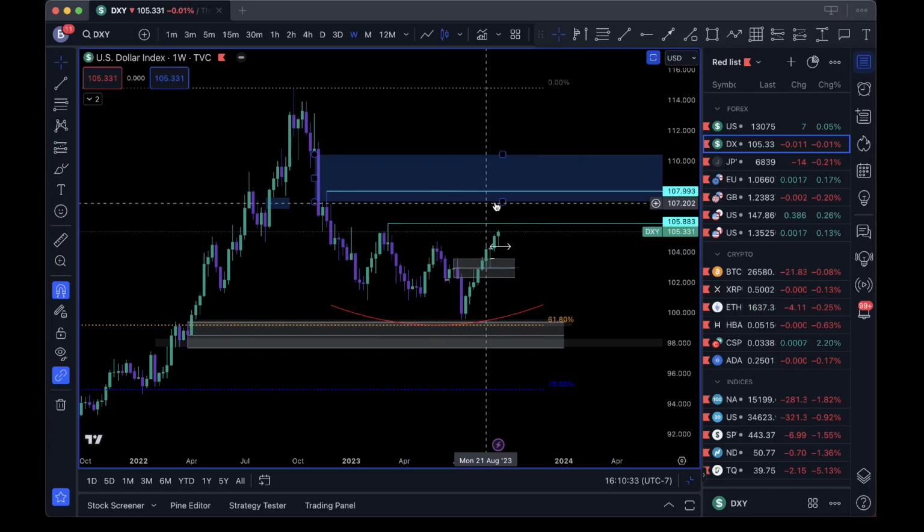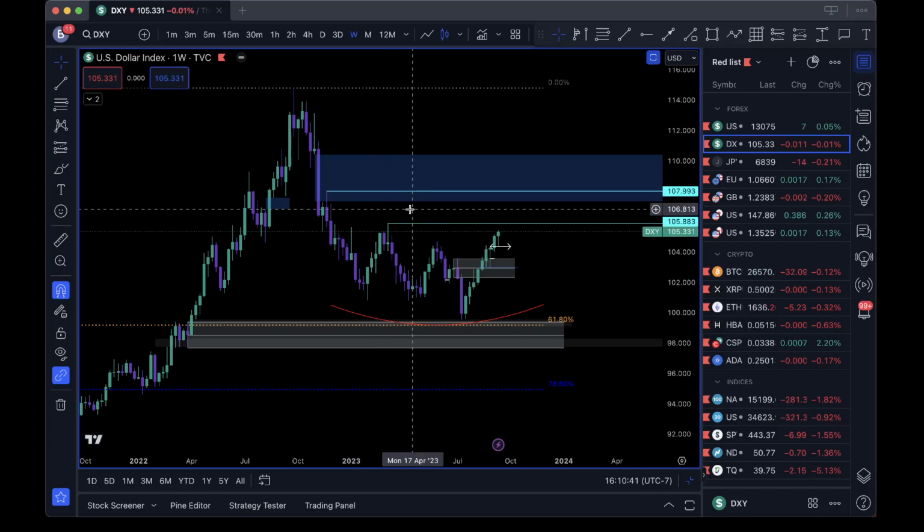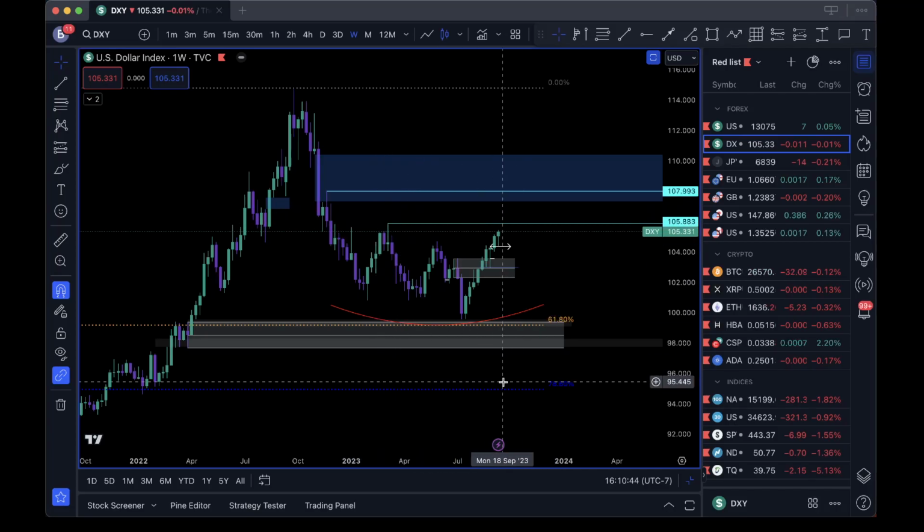I'm not going to do too much with DXY. It's doing essentially what we talked about last week. We took out this liquidity here, and I think we're targeting for sure 105.883.